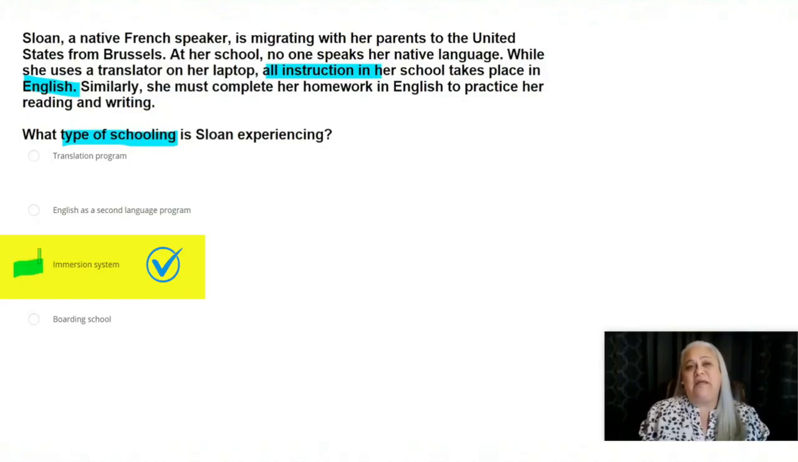When we think about a language immersion system, this places students directly in an environment that influences learning a new language. The majority of the lesson is taught in a specific language, and students are encouraged to converse and complete their homework and schoolwork in a specific language that is usually different from their native tongue. And so in this instance, it would be English. So the answer for this question is immersion system.